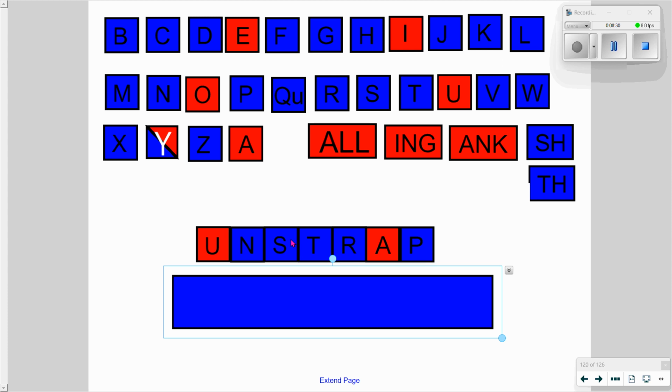There it is, unstrap. Unstrap is not a compound word. I hear un and I have strap, but un is not a word, so it's not a compound word. So if I were thinking of the syllables, though, I would hear un as the first syllable and strap as the second one. Again, if you did not spell it correctly, please go ahead and stop the video, correct it, and then come back.